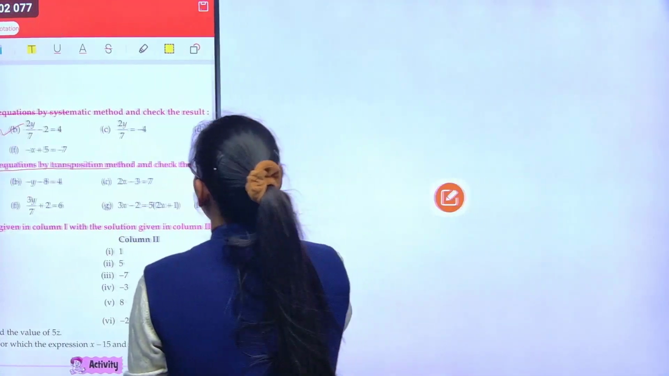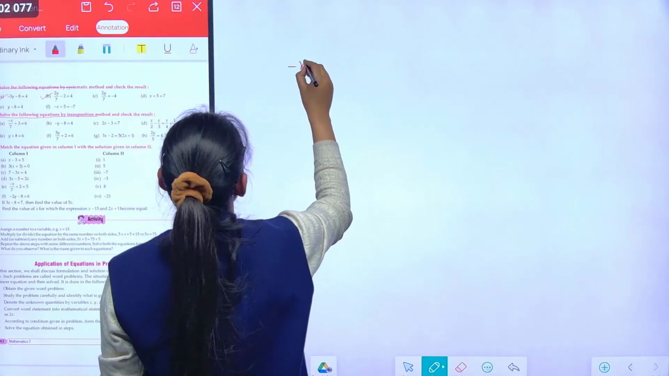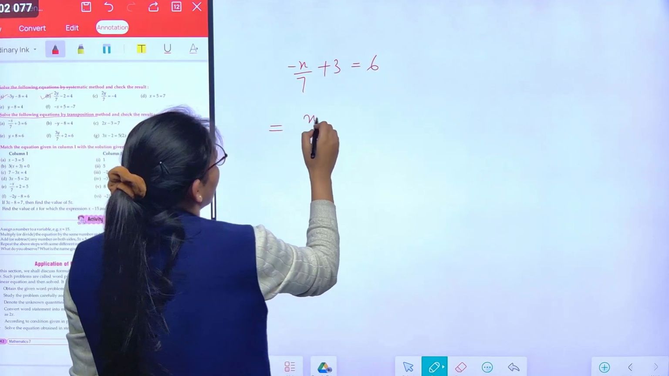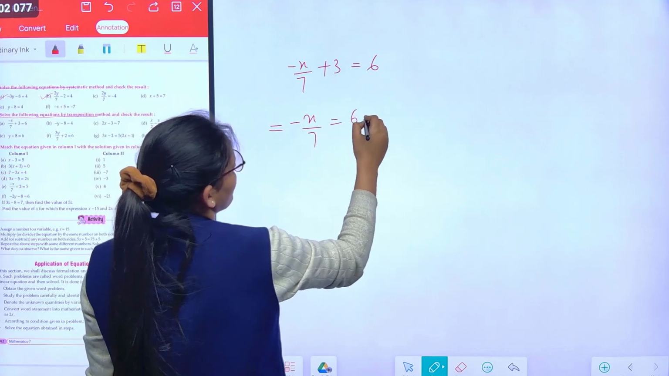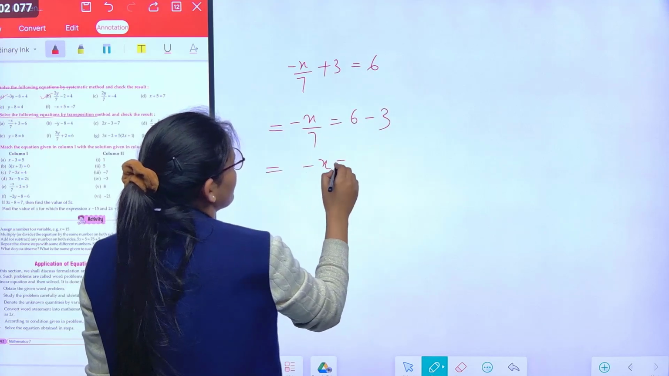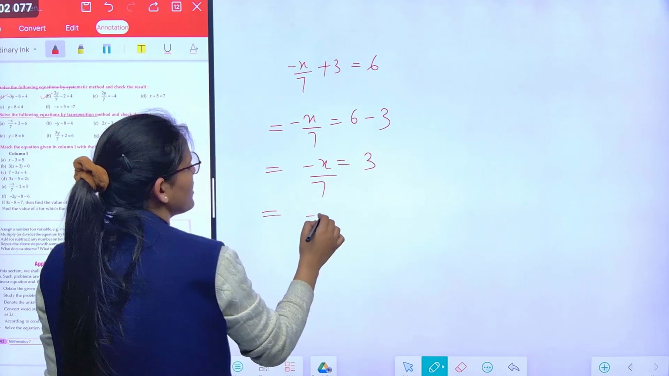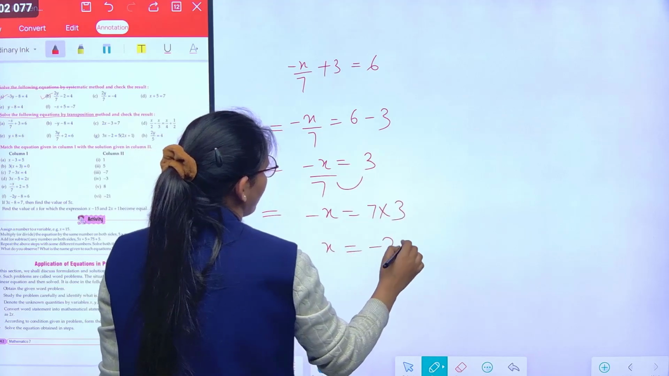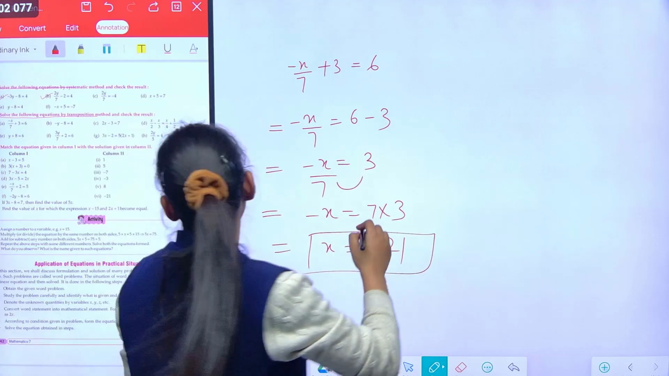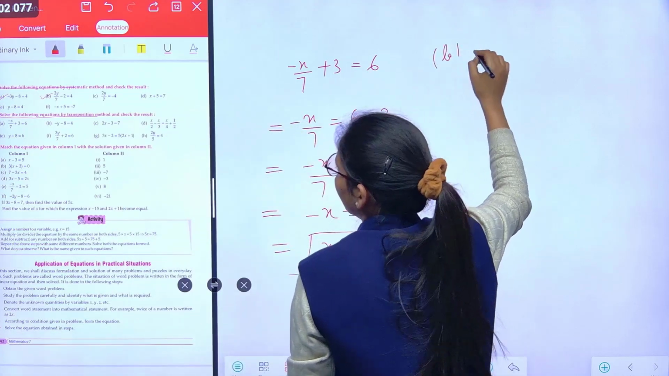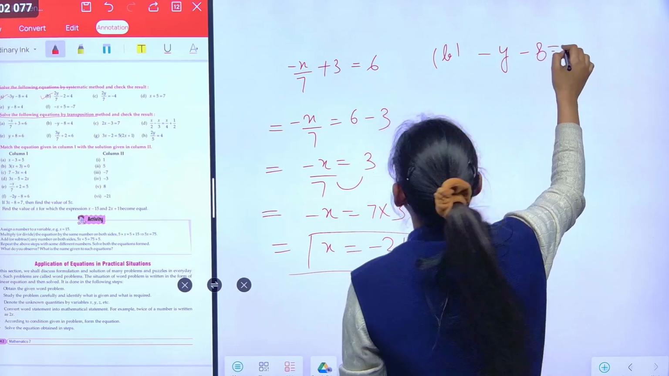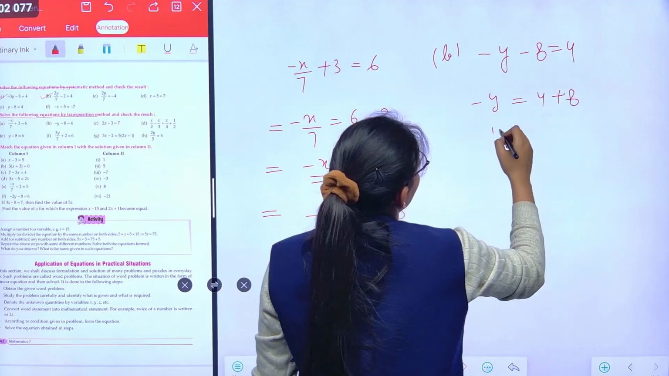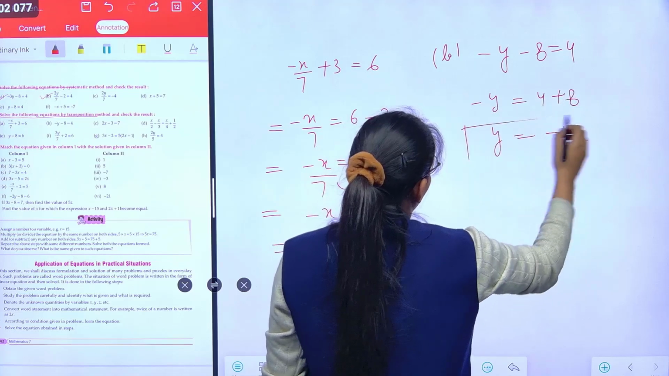Now class, minus x upon 7 plus 3 is equal to 6. Now class, minus x upon 7, the 3 goes there and becomes minus, so minus x is equal to 3. Now class, minus x is equal to, it will be multiplied, 7 multiplied by 3, so x is equal to minus 21. Understand class? Now the B part, minus y minus 8 is equal to 4. Now class, minus y is equal to 4 plus 8, so y is equal to minus 12. Understand class?